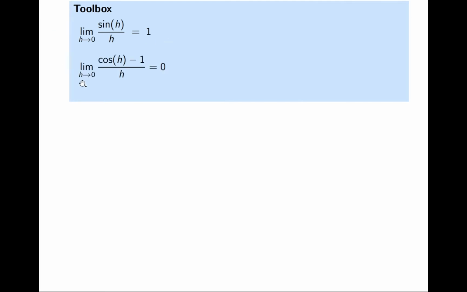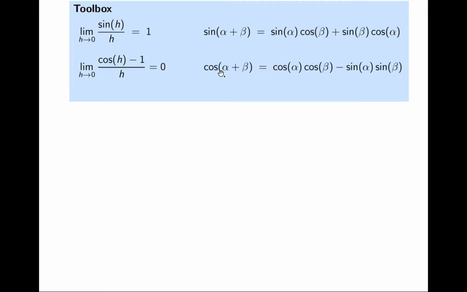Another limit from part 2 of the course that we'll use today is the limit as h approaches 0 of cosine h minus 1 over h equals 0. So we'll need these two limits today. We'll also need a few trig identities: the sum formula for sine of alpha plus beta equals sine alpha cosine beta plus sine beta cosine alpha. Also the sum formula for cosine of alpha plus beta is cosine alpha cosine beta minus sine alpha sine beta.